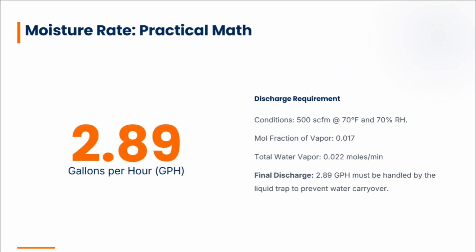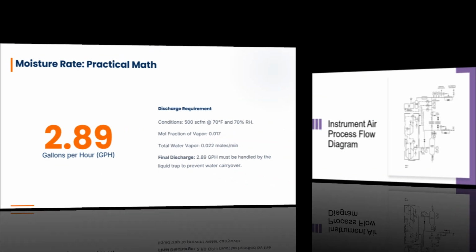Run the mole balance. 500 SCFM at 70 degrees Fahrenheit and 70% RH produces 2.89 gallons per hour of condensate. That is the duty your trap and disposal system must handle. Undersize either and water reaches the instruments.